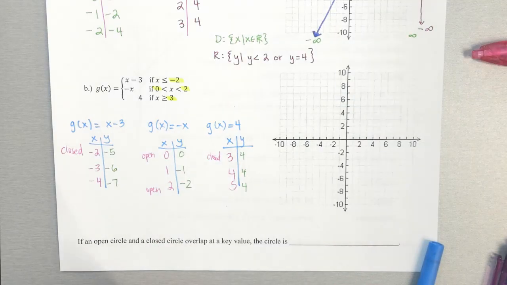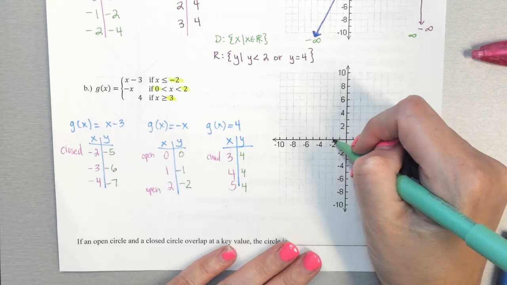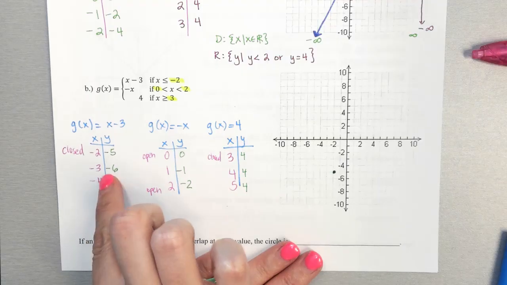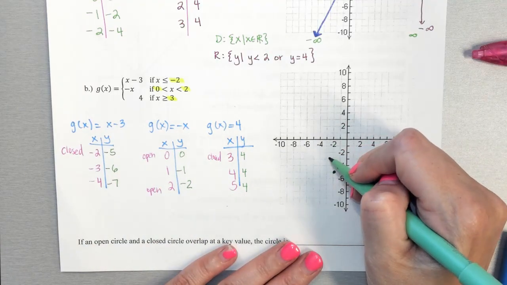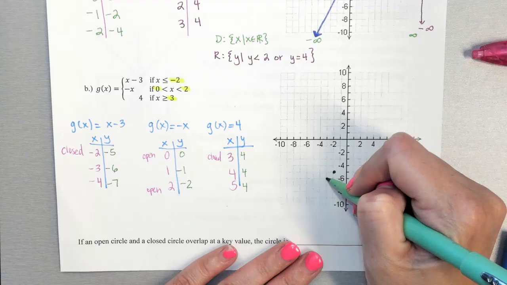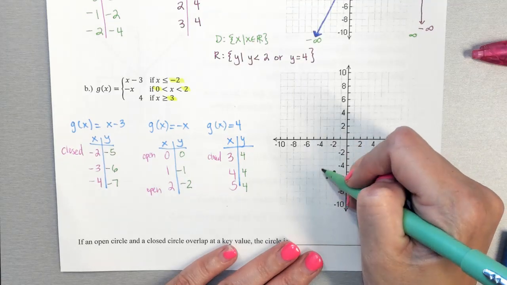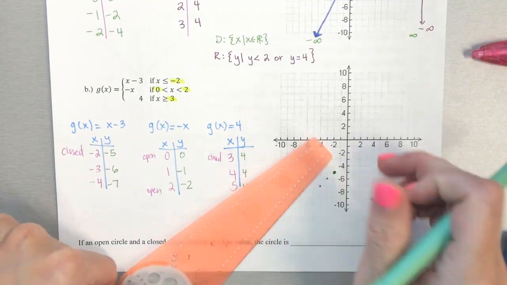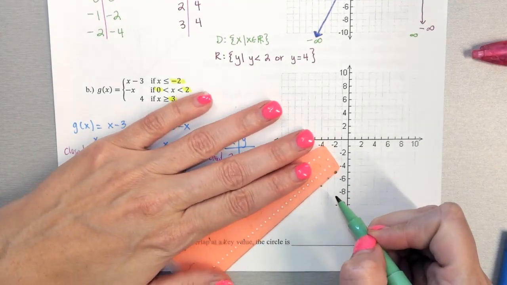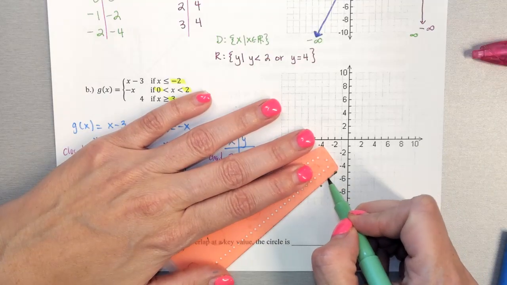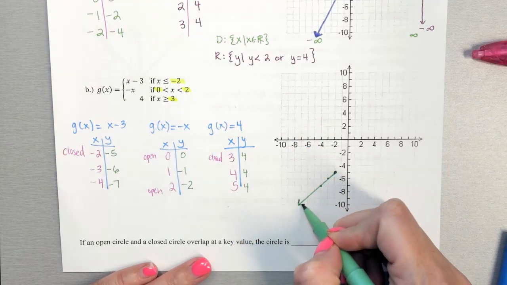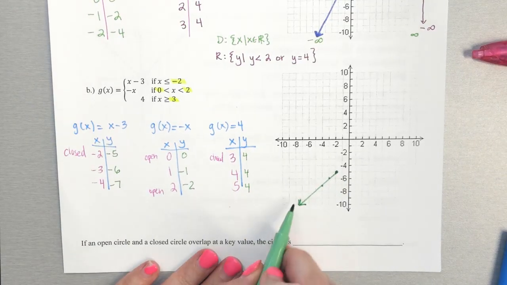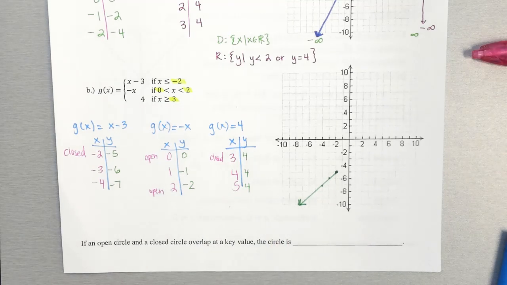Okay, so I'm going to have a closed circle at negative 2, negative 5. So I'm going to plot that. And then remember, the rest of these are just points. So I don't need to make them large. I just want to know what is happening. And you can see that this line is going up 1 over 1. Okay, the slope is 1, so that makes sense. So we're just going to draw our line. This is a positive slope, so it is going up from left to right, so that matches.